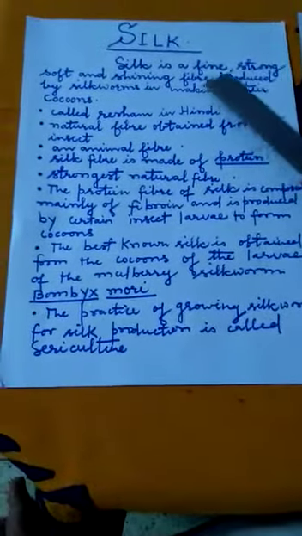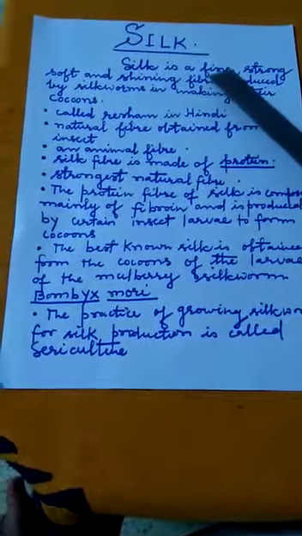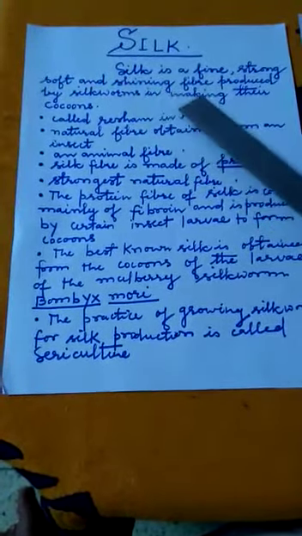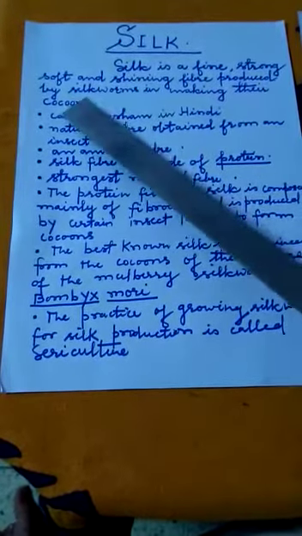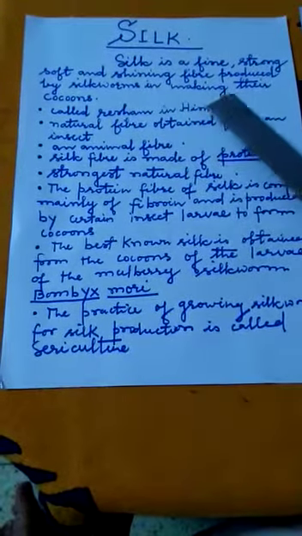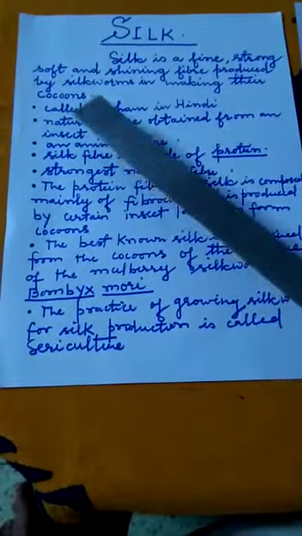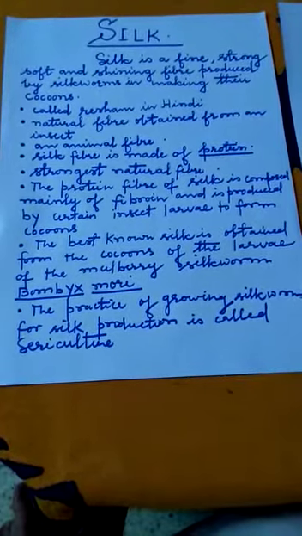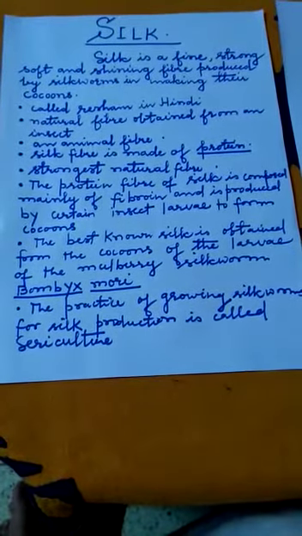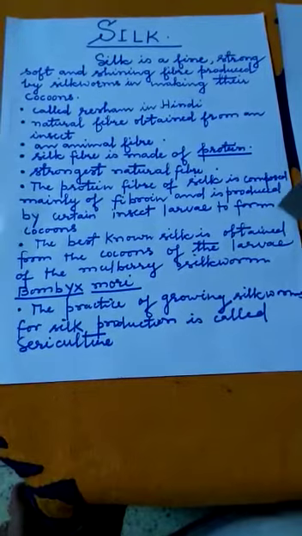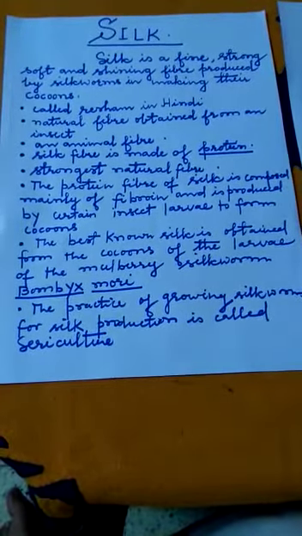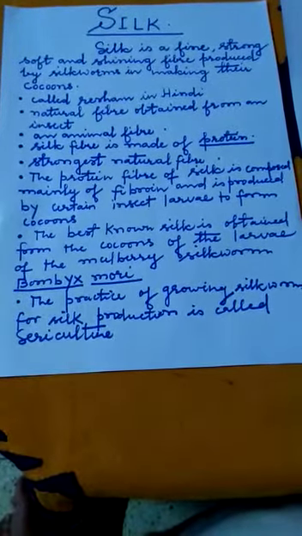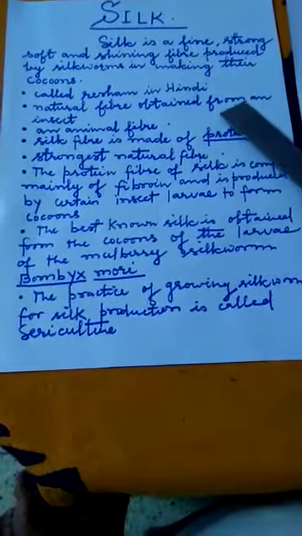What is silk? Silk is a fine, strong, soft and shining fiber produced by silkworms in making their cocoons. Silk is called resham in Hindi. Silk is a natural fiber which is obtained from an insect, as I told you earlier. That insect is called the silk moth.